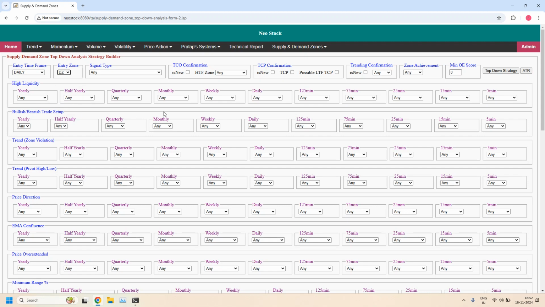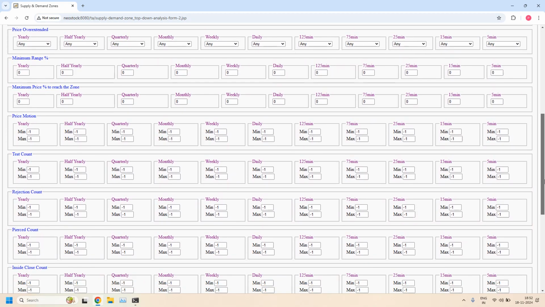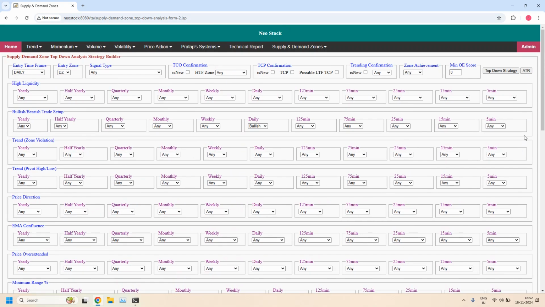In the bullish or bearish trade setup at entry time frame daily, I am selecting bullish. And these daily demand zones should not be pierced. So in the pierced count parameter at daily time frame, I am setting minimum value 0 and maximum value 0. That means the daily zone is not pierced. Pierced count 0 means the zone is not pierced.